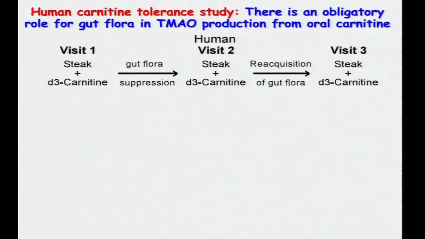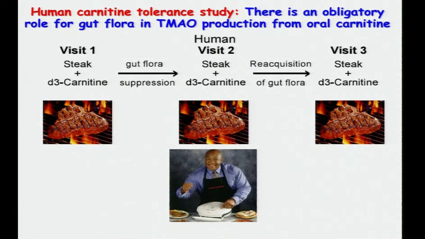We then wanted to translate this to human clinical studies. Bob Koeth, he was an MSTP student in my lab. This was his thesis research, the carnitine story. He did the study where we used a grill that had that on the box cover, and used steak as our natural source of carnitine, and isotope-labeled carnitine in a pill, and did the same kind of experiment where at visit one they'd get a carnitine challenge and over time measure the appearance and disappearance of the metabolites, go on antibiotics, suppress the intestinal flora, etc.